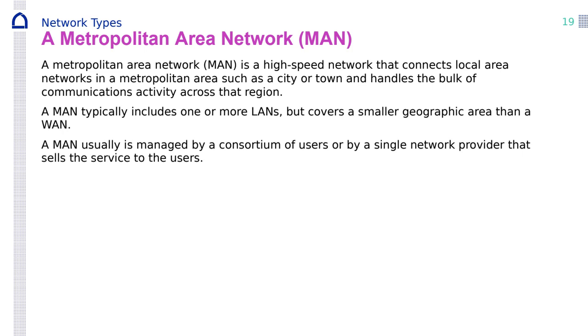So a MAN includes one or more LANs, but covers a smaller geographical area than a WAN. So MAN is in the middle between LAN and WAN. WAN can be a whole country. MAN is for a city, town. And MAN is usually managed by a consortium of users, or by a network provider.